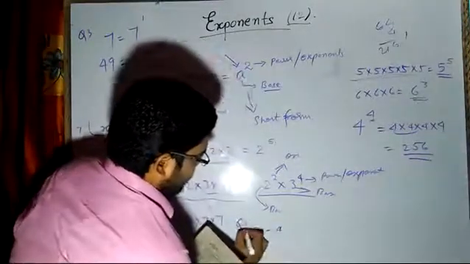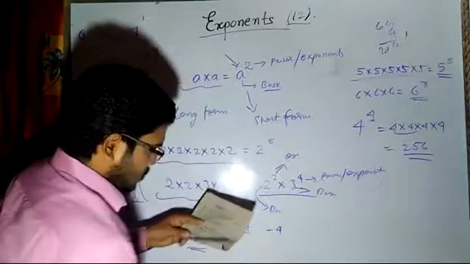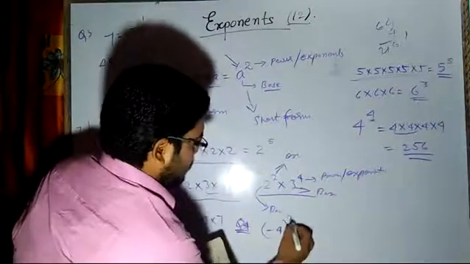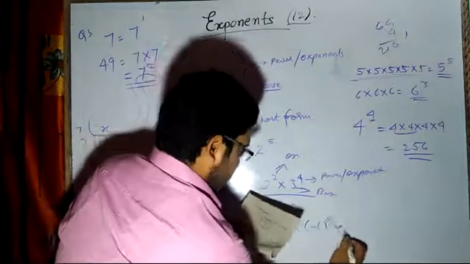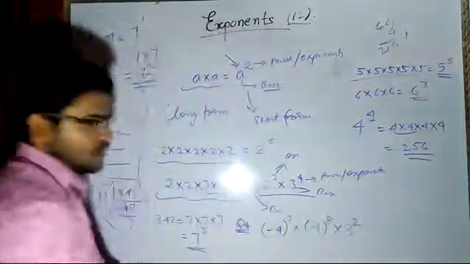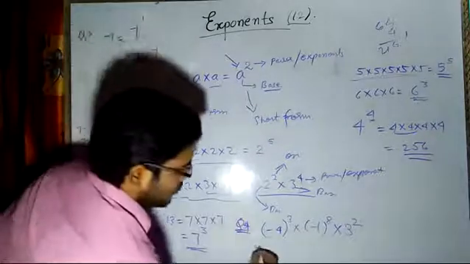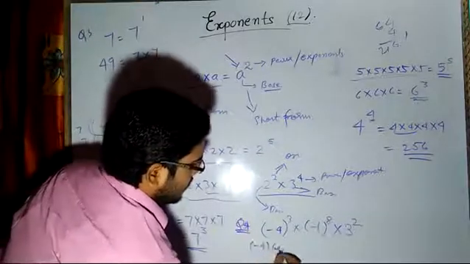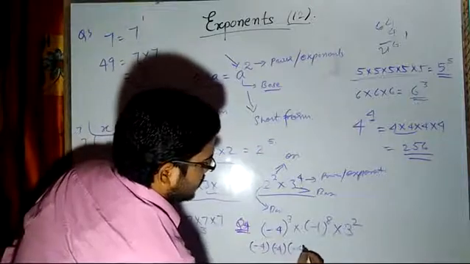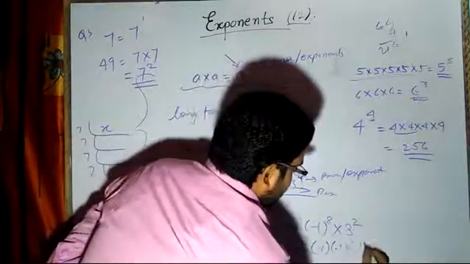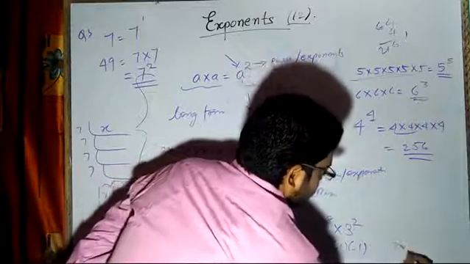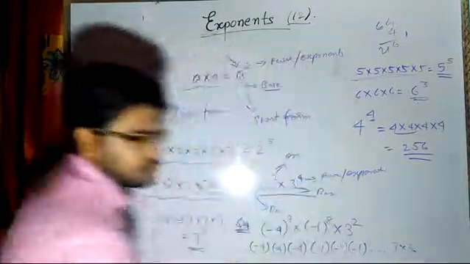Question number 4 of exercise A only I am saying. So minus 4 raised power 3 multiplied with minus 1 raised power 8 multiplied with 3 raised power 2. Now if you expand this, what will you write? Minus 4 minus 4 minus 4, right? Then you will write minus 1 minus 1 minus 1, and so on. Then 3 into 3, correct?